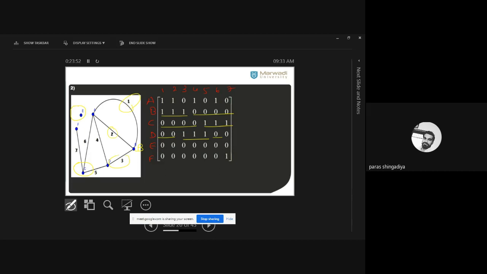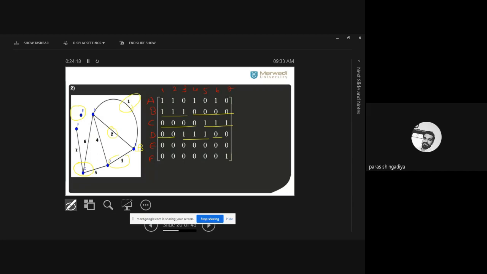So in the fifth row, all the answers are 0. Why is it 0? Because E is isolated. Clear? E is isolated. And now F indicates the pendant vertex. The vertex F is a pendant vertex. Why is it pendant? Because the degree of F is 1. Clear? So that vertex is a pendant vertex, so that reflects only one output, the last one.